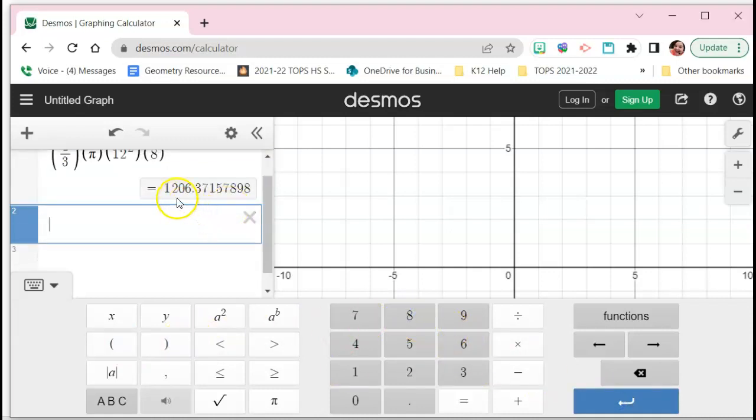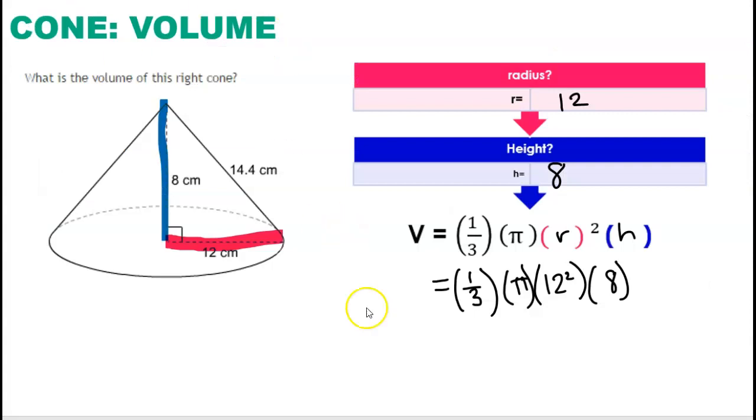And there we go, 1,206.37. So let's see here, 1,206.37, and this is centimeters, and this is volume, so it's going to be centimeters cubed.